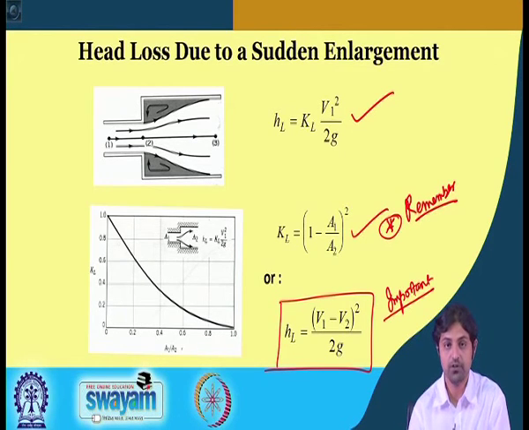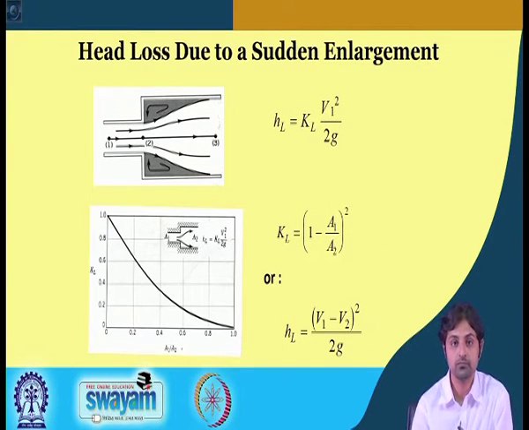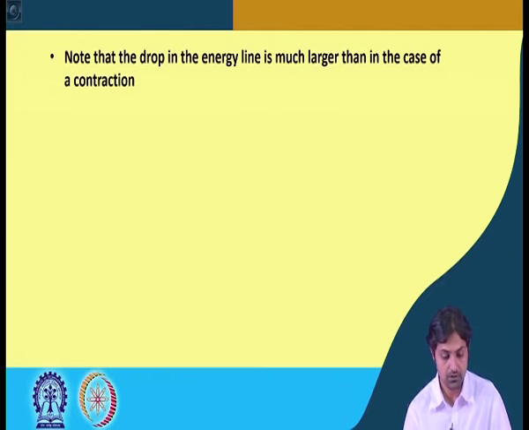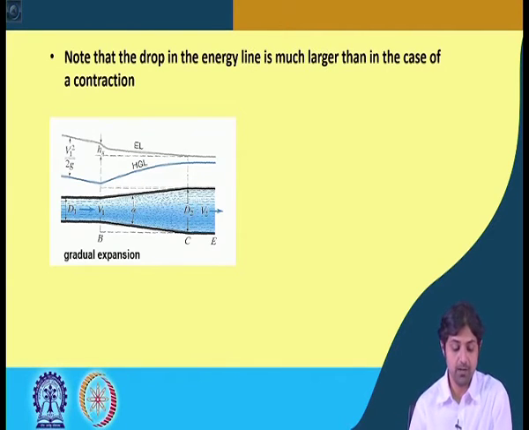This is also important. Now, you note that the drop in energy line is much larger than in case of the contraction. Of course, you will see that, because in most cases, in sudden contraction KL was 0.5, whereas in sudden expansion, KL is a full 1. So, the whole energy is going to be lost, and the drop in the energy line would be very rapid.